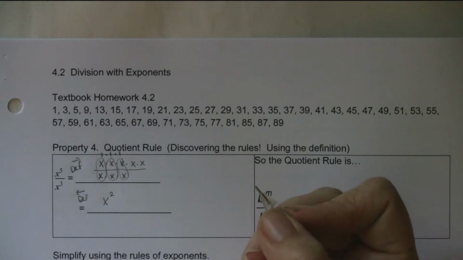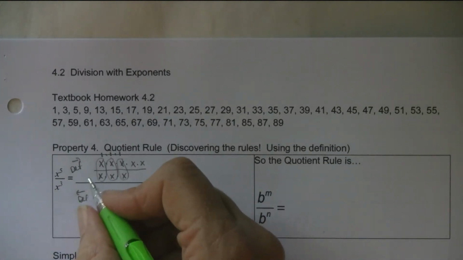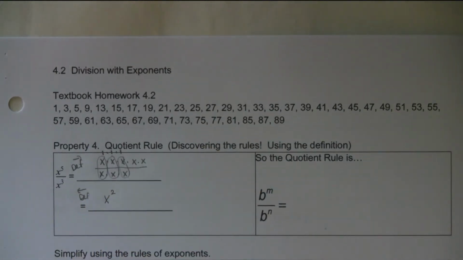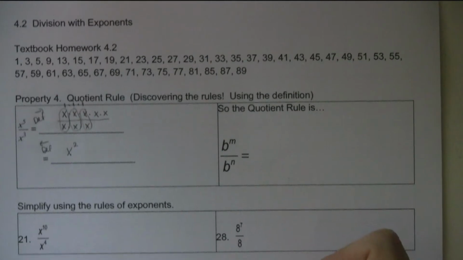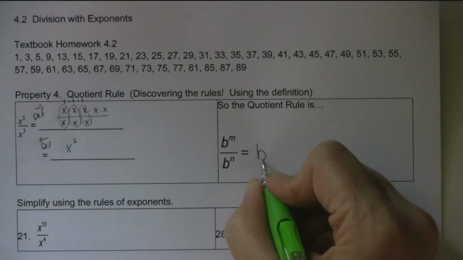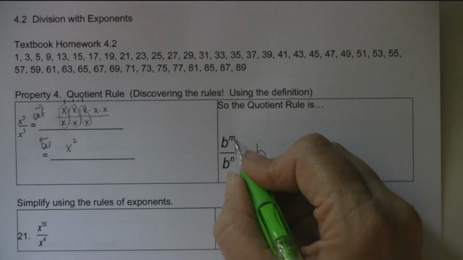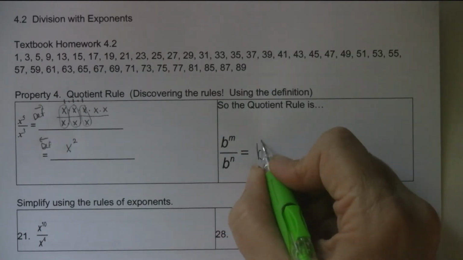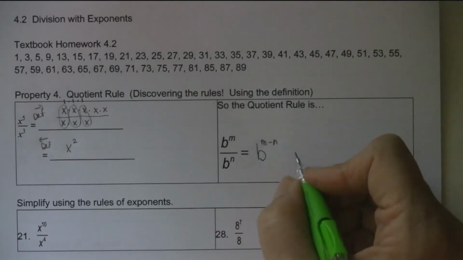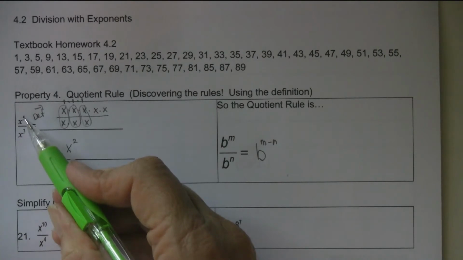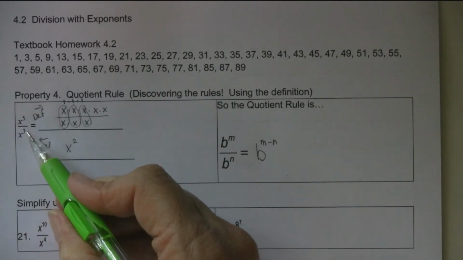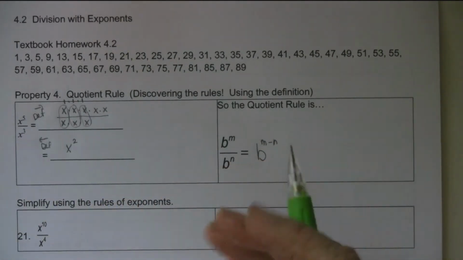And I bet you could think of a way, besides using the definition forward and backwards in my division rule, that I could get from x to the 5th divided by x to the 3rd to x to the 2nd. And that rule that you're saying is the quotient rule. What it is, is that you take the same base and you subtract the numerator's exponent minus the denominator's exponent, and that's your new exponent. So here it's x to the 5 take away 3 is 2.